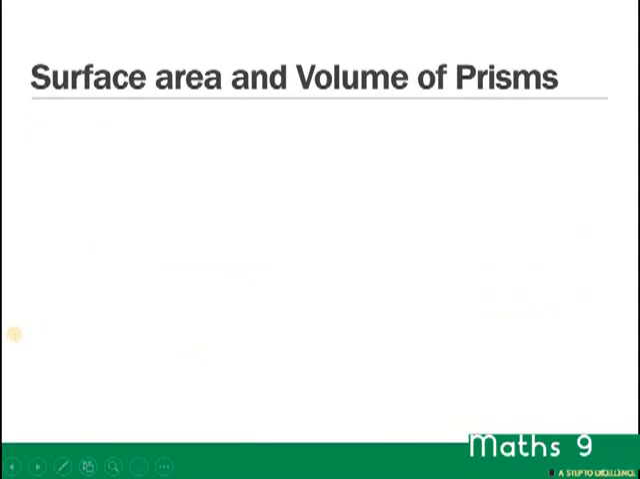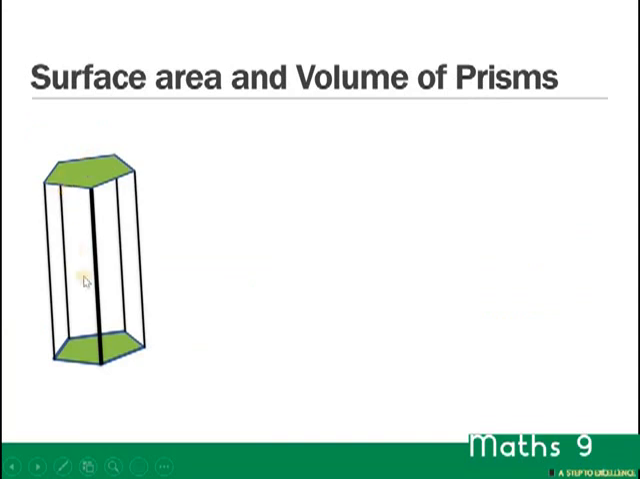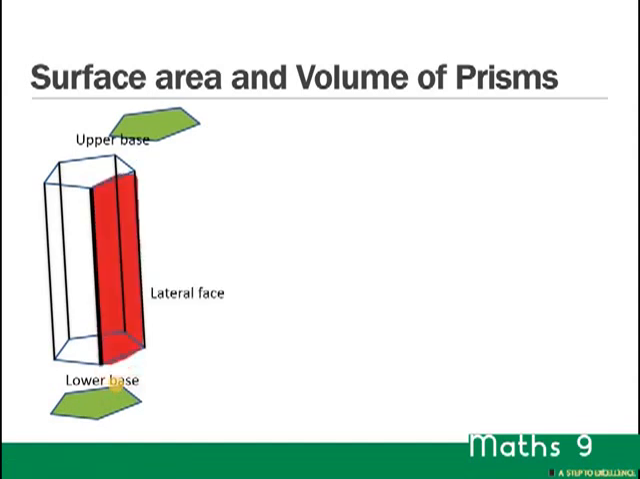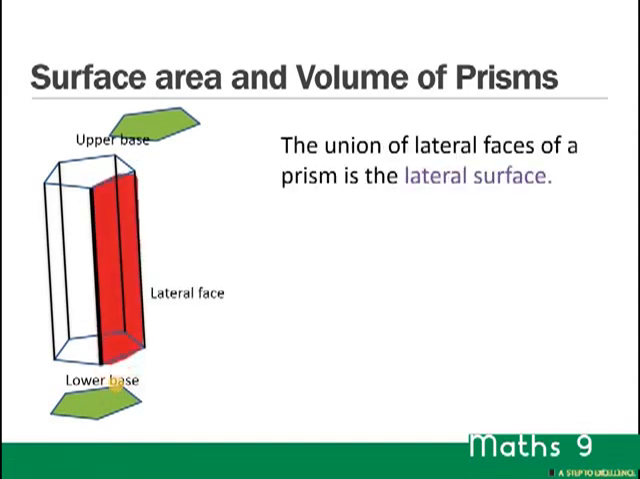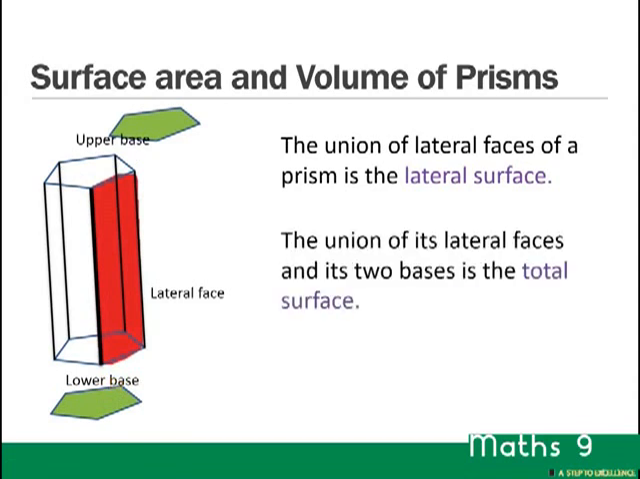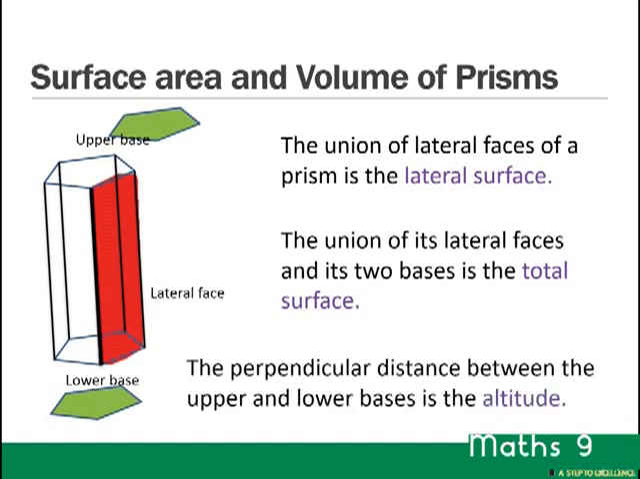Now we're going to have a look at surface area and volume of prisms. A prism looks like this. It's got the same cross section all the way down. This is the lower base, this is the upper base, and this is one of the lateral faces. The union of the lateral faces of a prism is the lateral surface. The union of its lateral faces and its two bases is the total surface. The perpendicular distance between the upper and lower bases is the altitude.